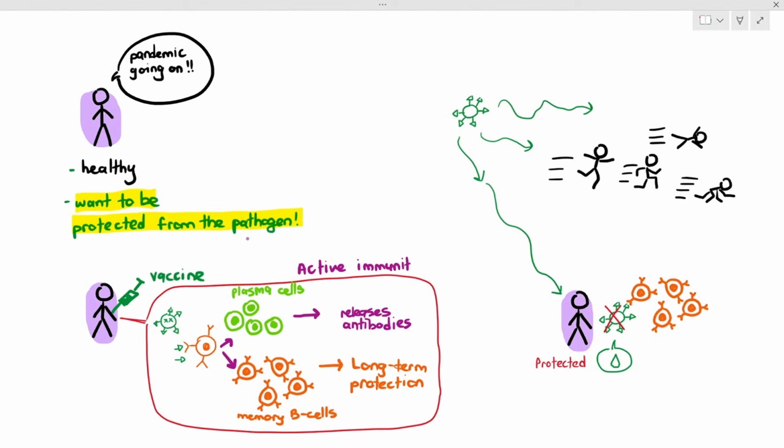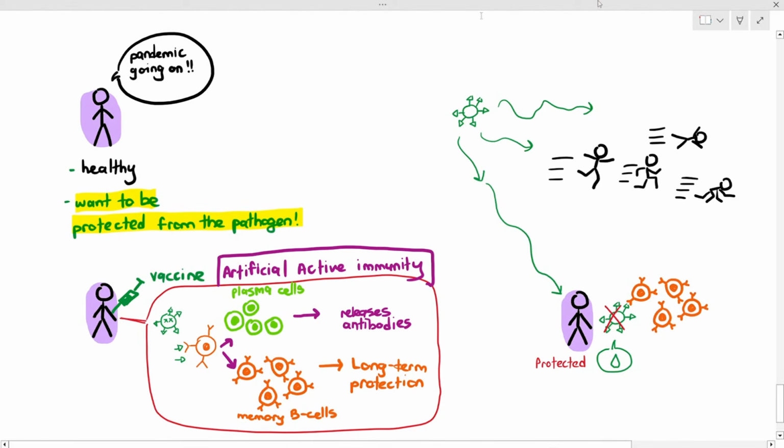Active immunity because you yourself produced the memory cells and the antibodies. Artificial because we deliberately put the antigens and the pathogens into your body. We wanted the pathogens and antigens to go into your body so that it tells your immune cells to produce the necessary memory B lymphocytes. So these are the differences between active and passive immunity that you must know. Active immunity has its own advantages. Passive immunity has its own advantages. It depends on the situation.